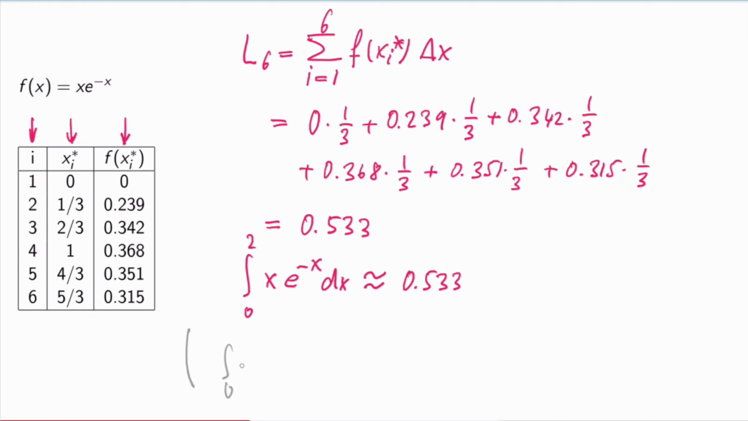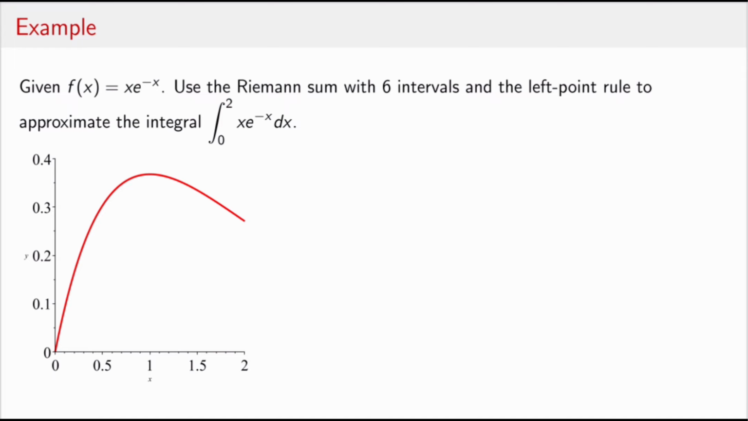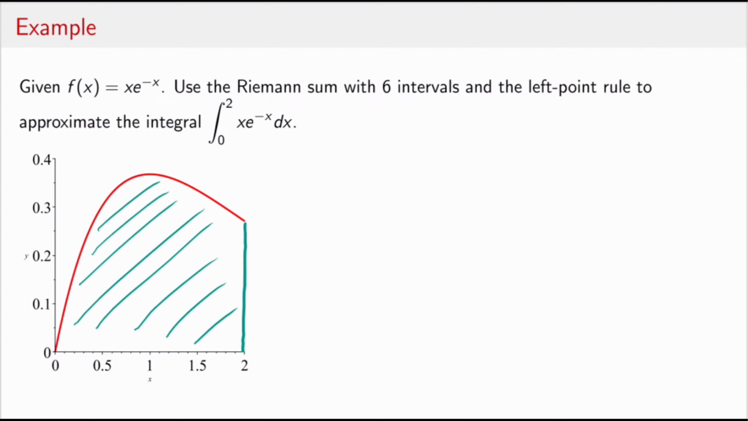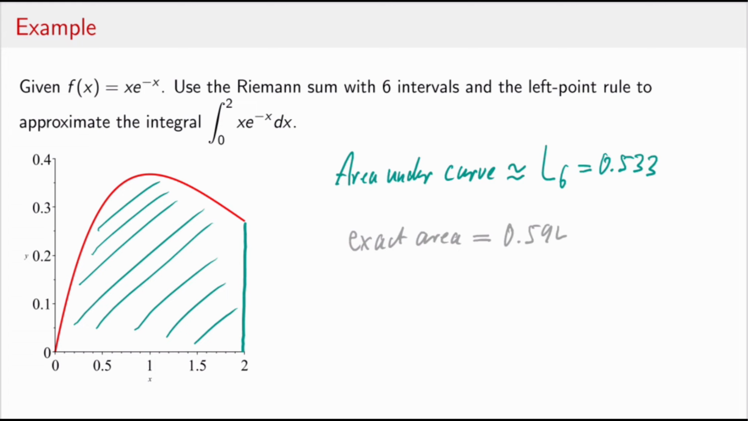Now on a side, we can actually find the exact solution of this to be 0.594. Okay? So we do a good approximation, but we could also do better. And how to find the exact solution, this is something which we will learn much later. Coming back to the example, this means that the area under the curve from 0 to 2, meaning this area here, is approximately L6, which was 0.533, and the exact value is 0.594.